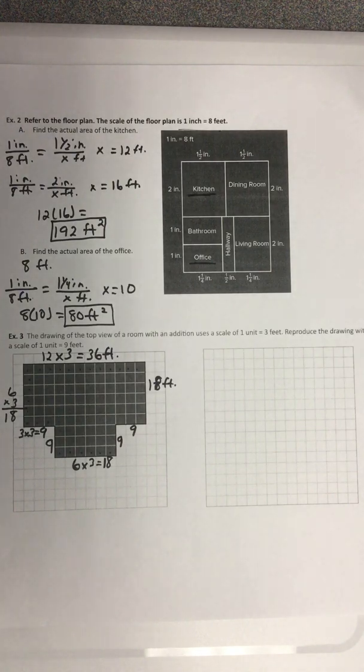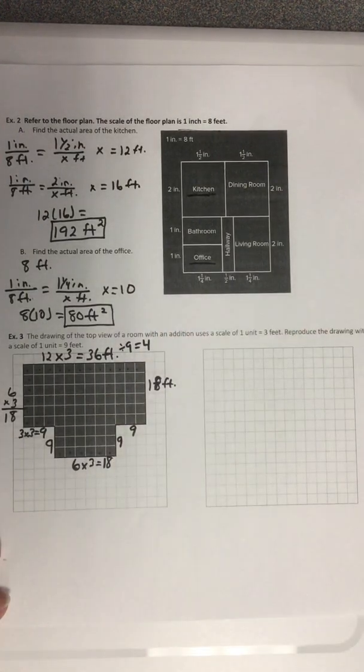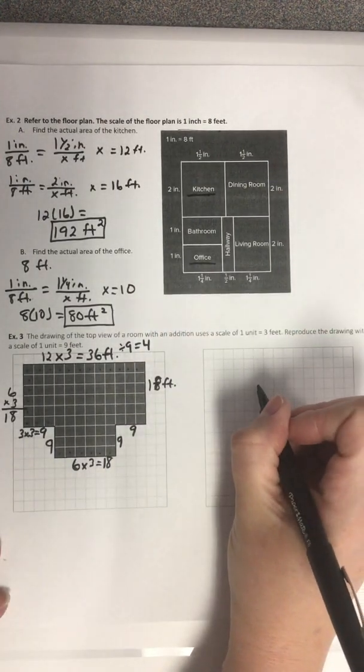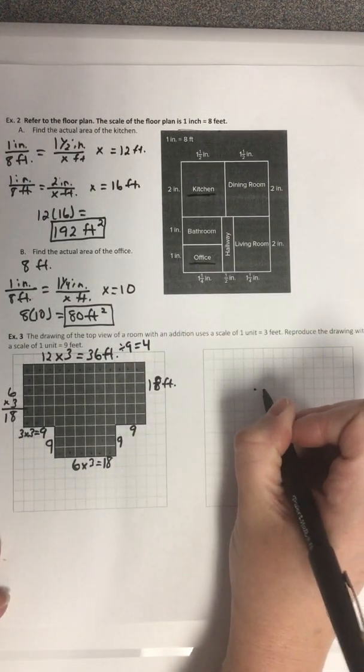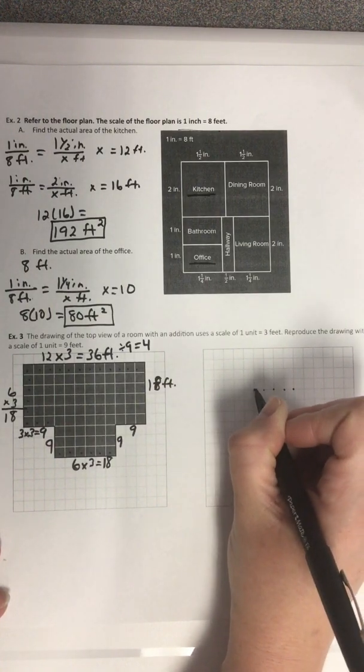And now it says we're going to reproduce this using where every unit is actually 9 feet. So in other words, now I really need to divide all of these by 9 to get how many units I need to do on my scale drawing. So if I take that 36 divided by 9, I get that I need to make that top part be 4 units. So I'm going to start here, 1, 2, 3.